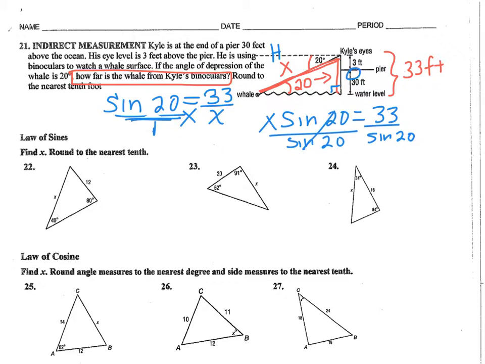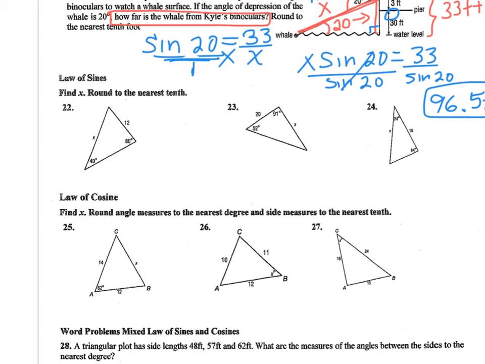And when you divide 33 by sine of 20, what is the length between the well and the binoculars? Did you get 96.49? Round to the nearest tenth of a foot. So it's 96.5, isn't it? 96.5, and this is in feet. So that's the length. Okay, so number 22.